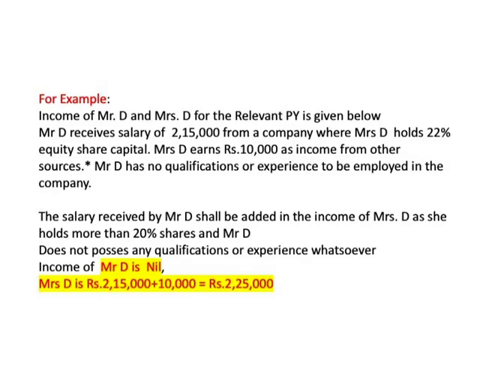So to sum it up, income of Mr. D is taken as nil, and Mrs. D with her income from other sources and the income of Mr. D, the salary that he received, 2,15,000, both put together her income is arrived at 2,25,000. So who is taxed here? Mrs. D is taxed and not Mr. D.